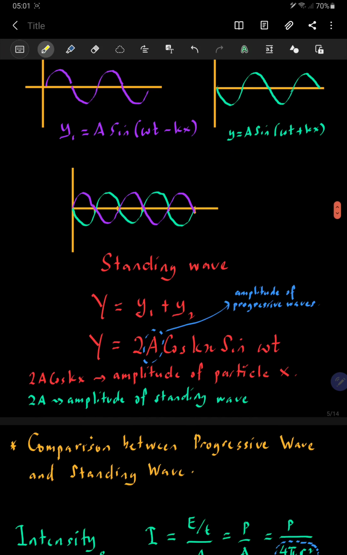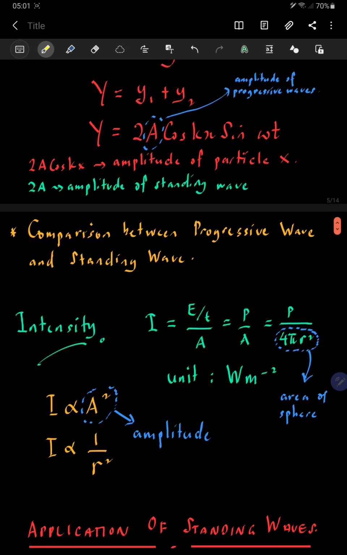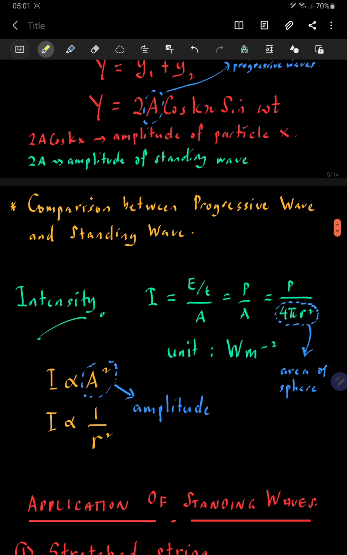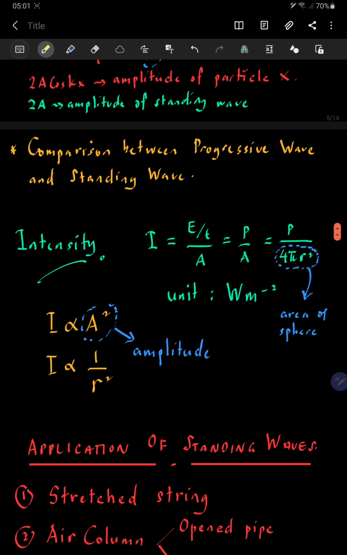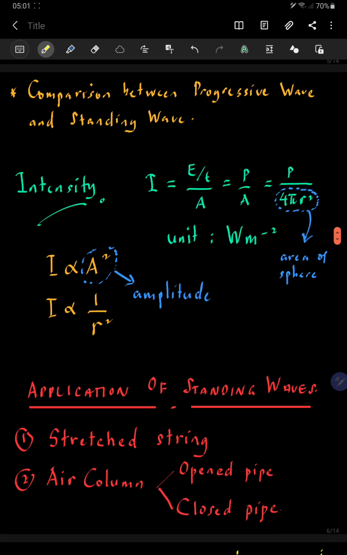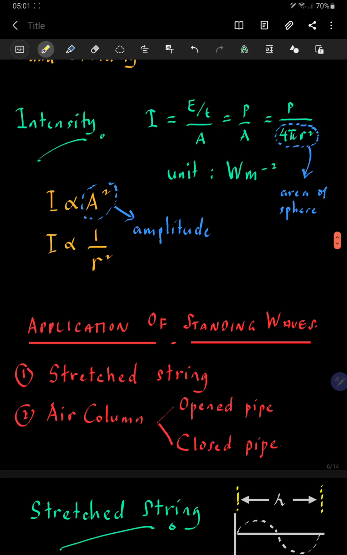Alright. And for this part, don't forget, you need to know what is the difference between the progressive wave and the standing wave. I think there are 4 different points to be discussed. You need to know this because in the exam they may ask you to differentiate the progressive wave and the standing wave. Next part is the intensity.